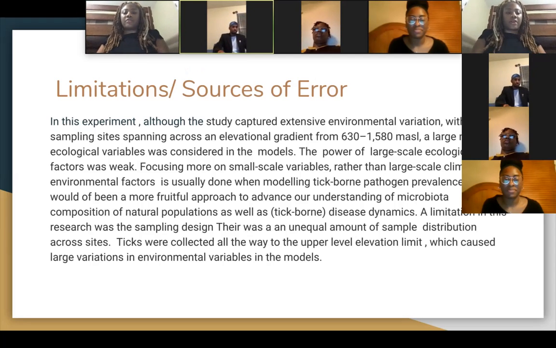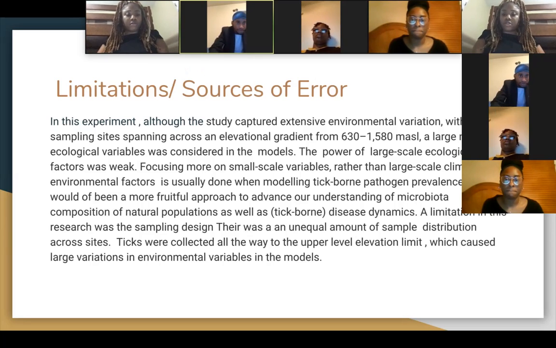Limitations and sources of error. In this experiment, although the study captured extensive environmental variation with the sampling sites spanning across an elevational gradient from 630 to 1,580 meters, a large number of ecological variables was considered in the models. The power of large-scale ecological factors was weak.